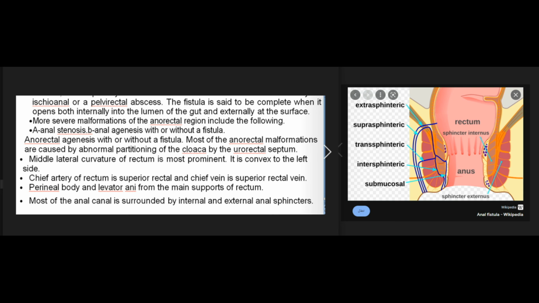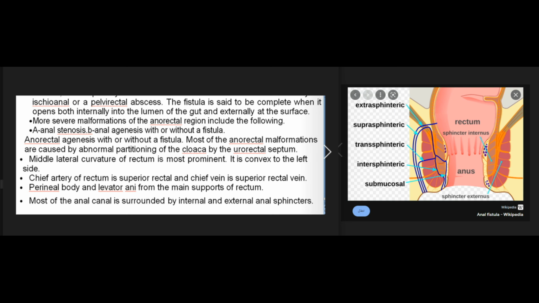Middle lateral curvature of the rectum is most prominent. It is convex to the left side. Chief artery of the rectum is the superior rectal artery and chief vein is the superior rectal vein. Perineal body and levator ani form the main supports of the rectum.